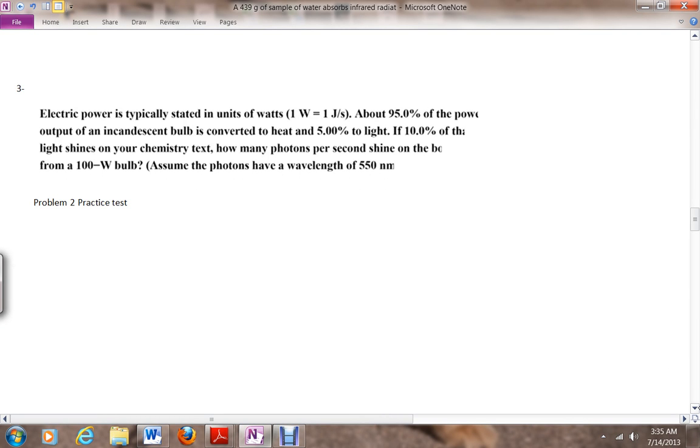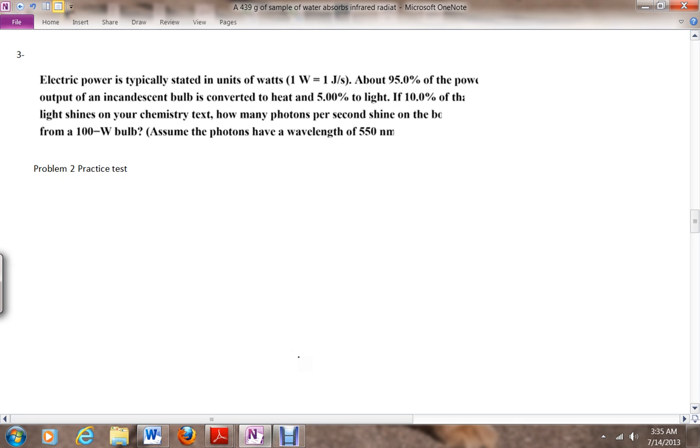This is part 2. This is problem number 3, which is the same as problem number 2 from the practice test. And it's simple, the problem. Electrical power is typically stated in units of watts. So 1 watt is going to be equal to 1 joule per second, because that's the way the unit was set up.